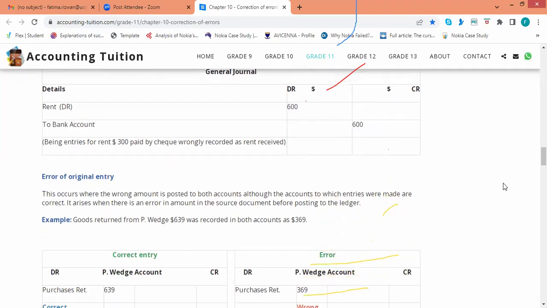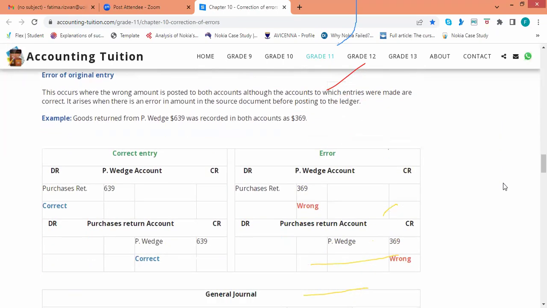Okay, then we have error of original entry, in which there is a mistake in the amount. Error of original entry occurs where the wrong amount is posted to both the accounts, although the accounts to which entries were made are correct. It arises when there is an error in amount in the source document before posting the ledger. Example, goods returned from P-Veg 639 was recorded in both accounts as 369. So it is a mistake of the amount.